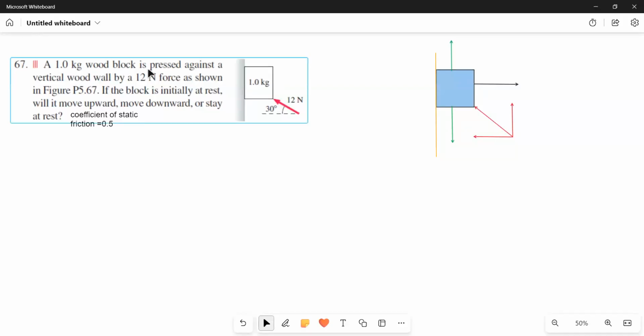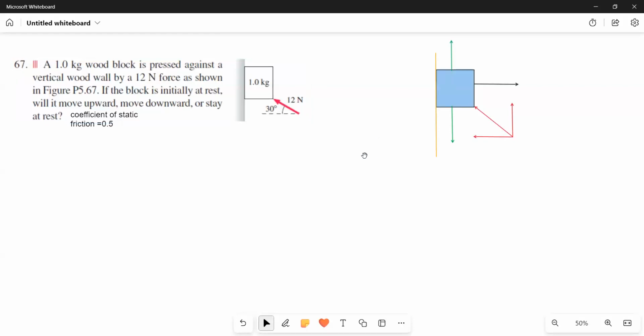A 1 kg wooden block is pressed against a vertical wood wall by a 12 Newton force as shown in the figure. If the block is initially at rest, will it move upward, move downward, or stay at rest? Okay. A 1 kg block is pressed against a wooden wall. We have to find out whether it will stay or move up or move down.